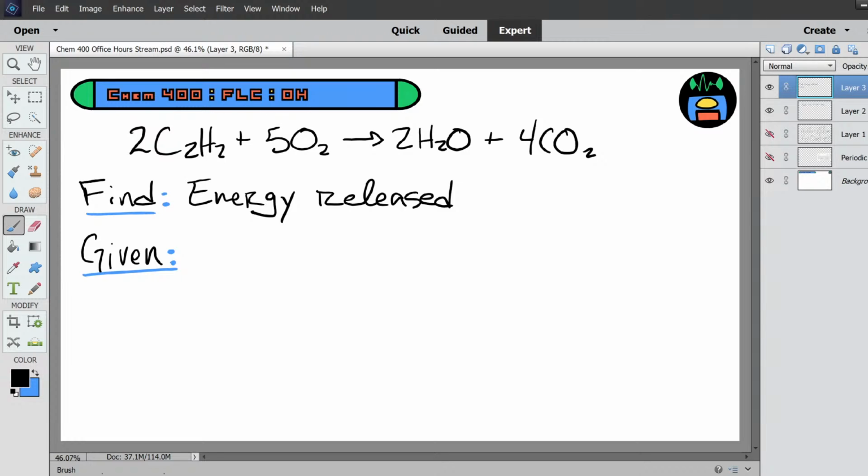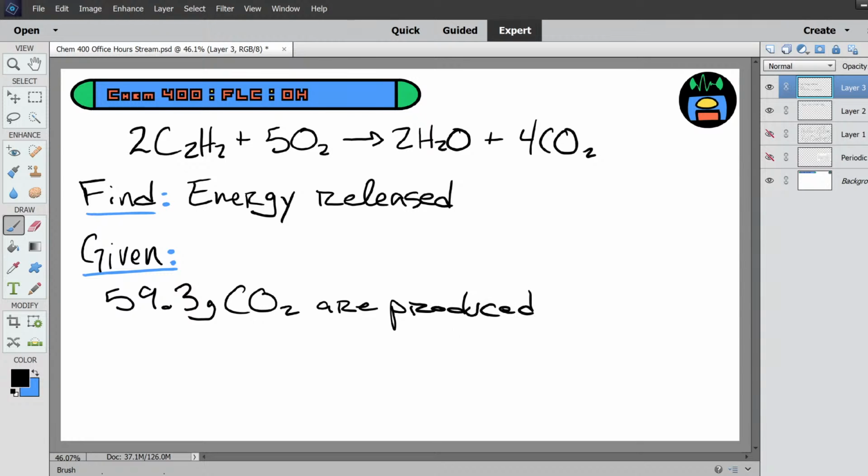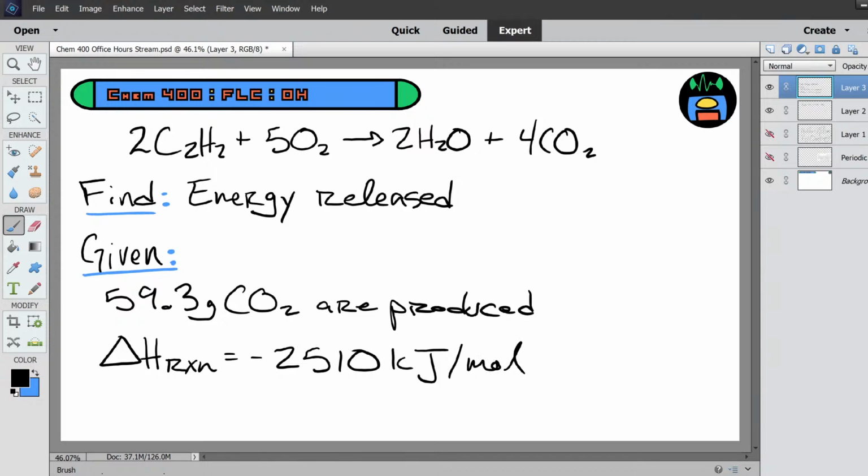What we're given in this problem is that 59.3 grams of CO2 are produced, and we're given the delta H for this reaction. The change in enthalpy is negative 2,510 kilojoules per mole. All right.